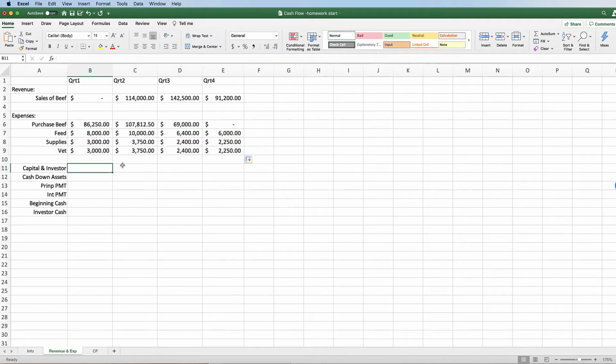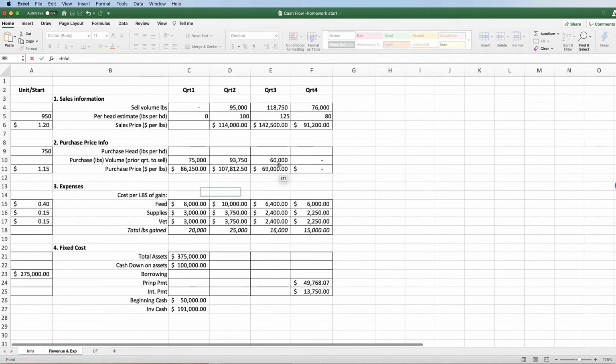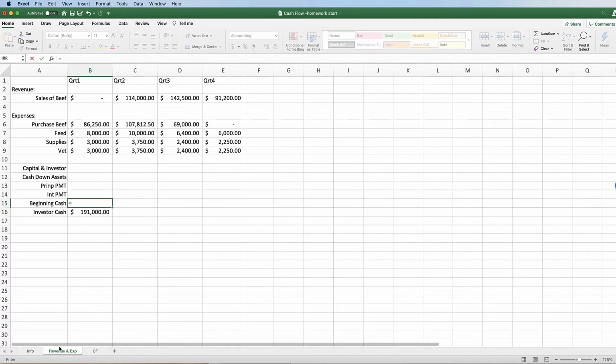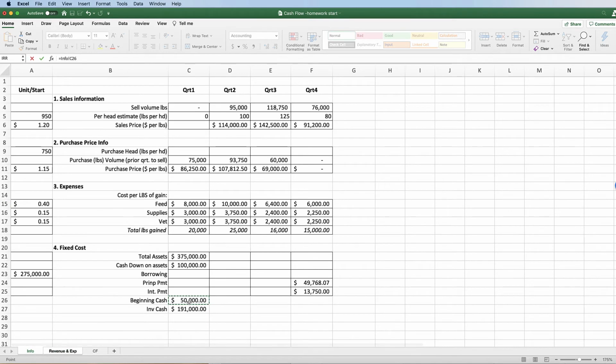All right, investors right away in the first quarter equals, we are going to be bringing in $191,000 in investment cash. We are going to, actually, let me back up. That should be there. So sometimes if you write a formula and put it in the wrong place, you can actually just grab it and push it right where it needs to go. Let's see, in beginning cash equals, that was 50,000.